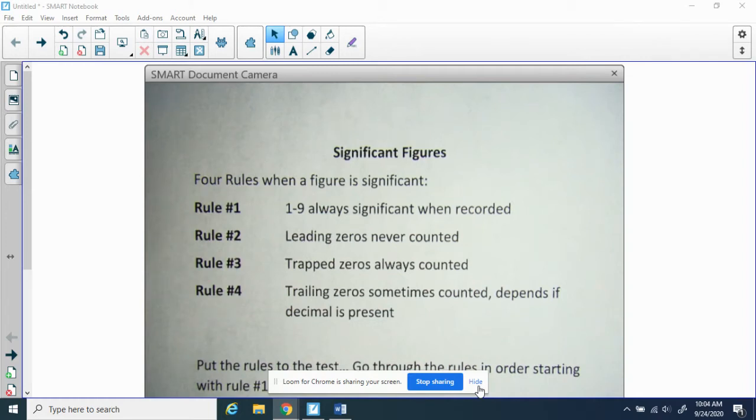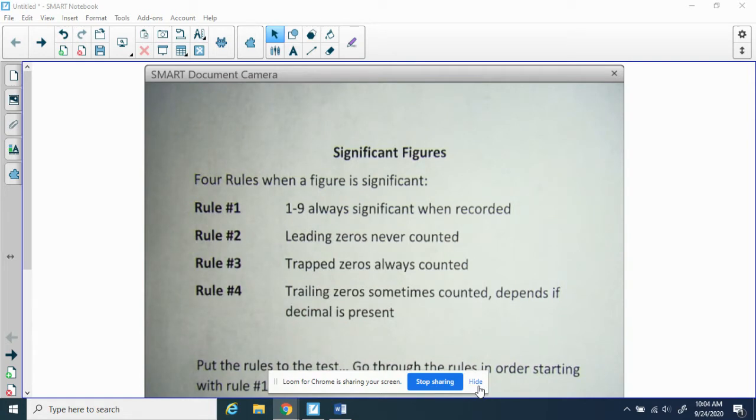Significant figures. What I'm going to go over in this video is how to determine when a number is significant. There are 4 rules for determining whether a number is significant. The first rule, rule number 1, states that a number 1 through 9 is always significant when it's recorded. The other 3 rules pertain to zeros.